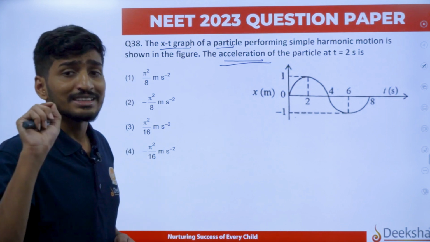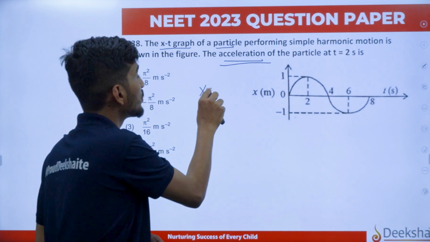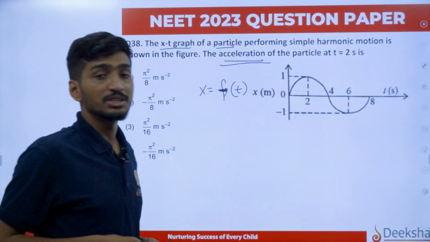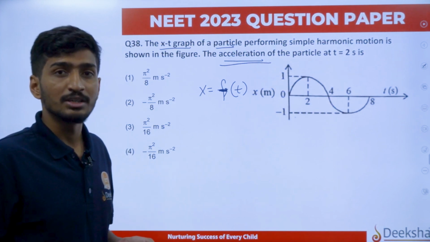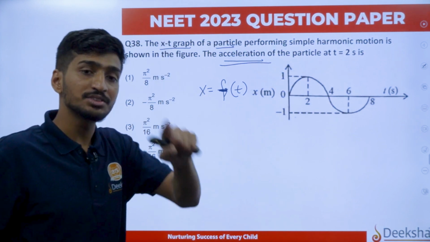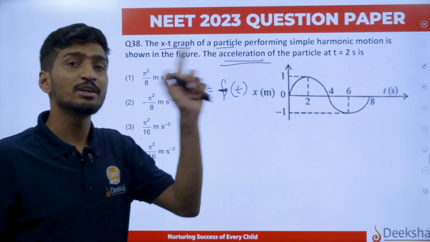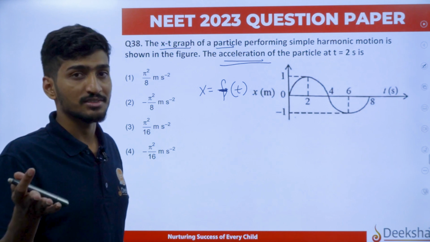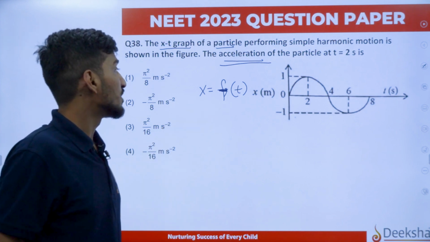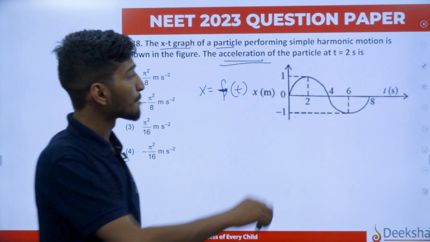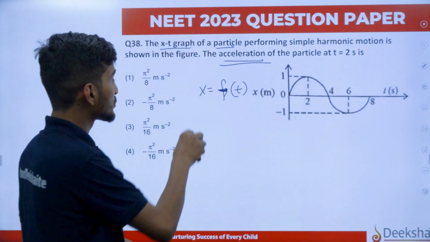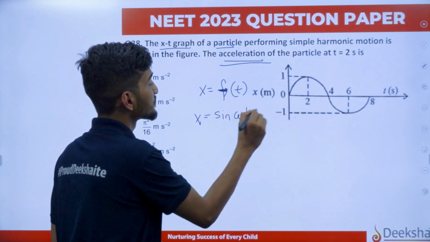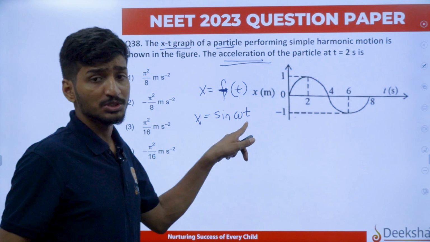First of all, let's write down the equation x is equal to f of t for this simple harmonic motion. What should be the value of x in terms of time? Once we get this, we'll differentiate it once, get the value of velocity, differentiate it again one more time, get the value of acceleration, then put the value of time, get our answer. Let's find out x is equal to f of t. This is going to be a sine function, so x is going to be some kind of sine omega t, and all I need to do right now is to calculate this omega.